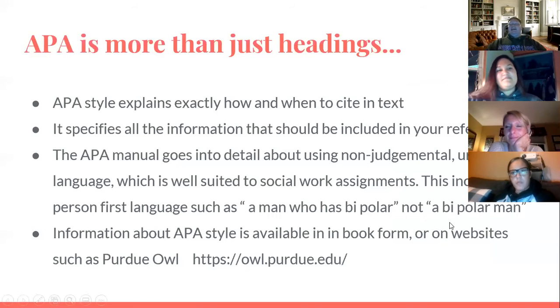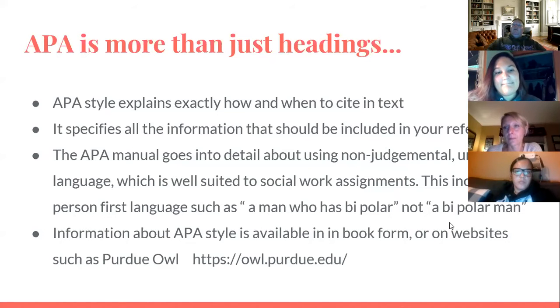APA is more than just headings and fonts and all the nitty-gritty things. It tells you exactly how to cite, when to cite. Think of it as a cooking recipe, and you just got to follow the recipe to get really good cookies, and everyone loves that. It specifies the information that should be included in the references. The APA manual goes into more than just how many commas and periods you need in a citation.